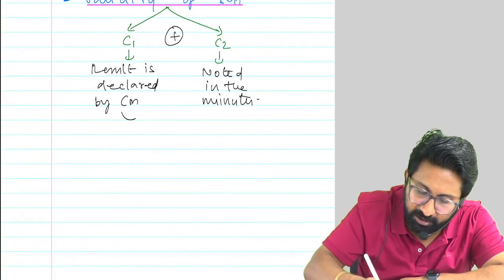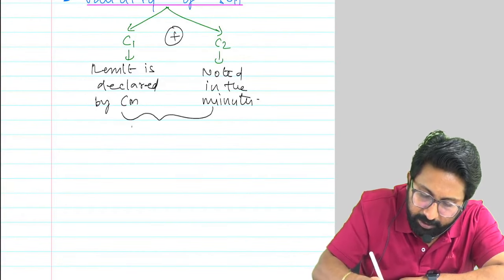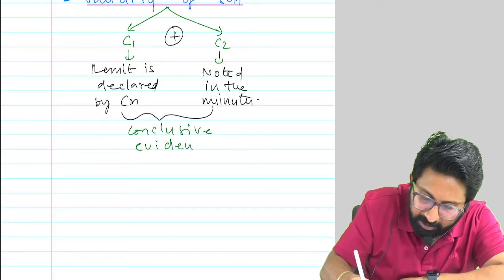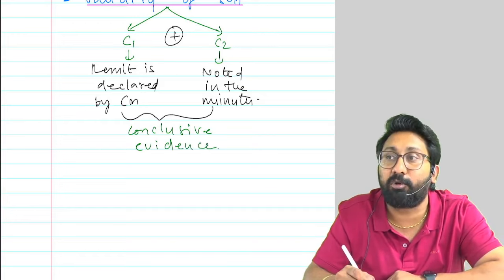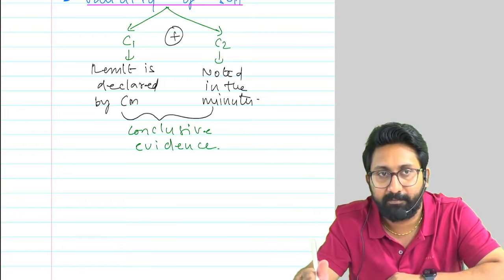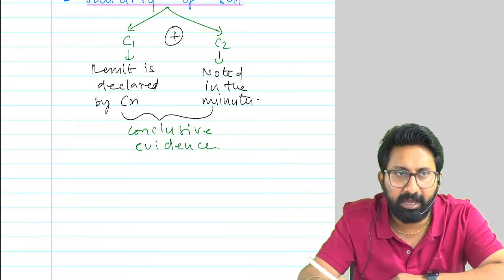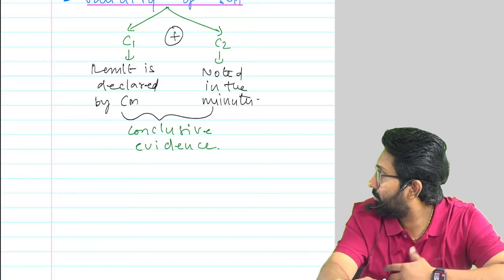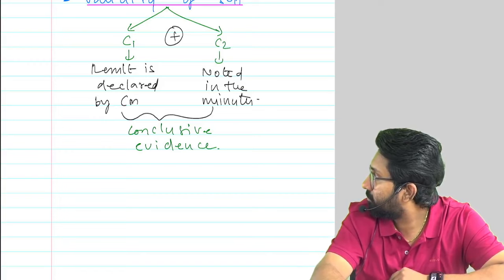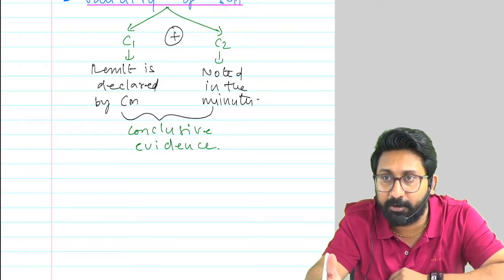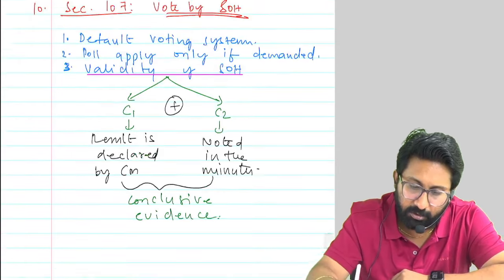Do you know what is the disadvantage? Once these two are done, it will be conclusive evidence. What do you mean conclusive evidence? You can't do anything. It's concluded already. Evidence is over. Okay? It's conclusive evidence. If you are done, we go to the next one. Shall we continue to the next point? Okay, done. So, what did we complete now?